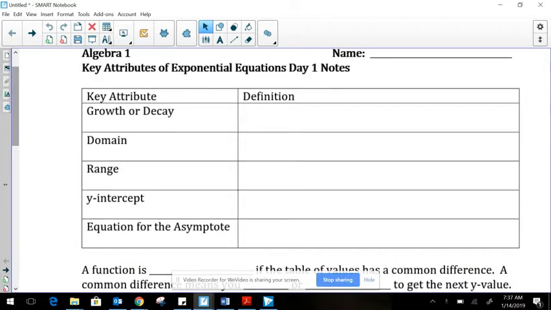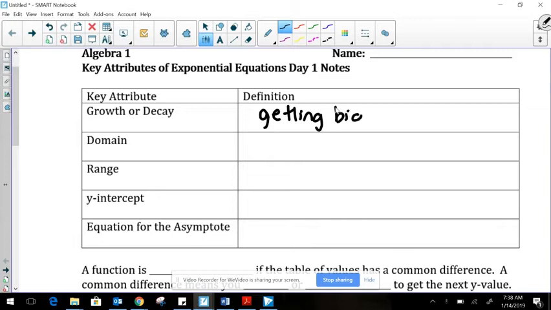Okay, so the first one here would be growth or decay. The equation is either getting bigger or smaller. To the left, underneath the words, I'm going to show you what it's generally going to look like. So growth, it's going to be a curved line going up. Decay would be a curved line going down.